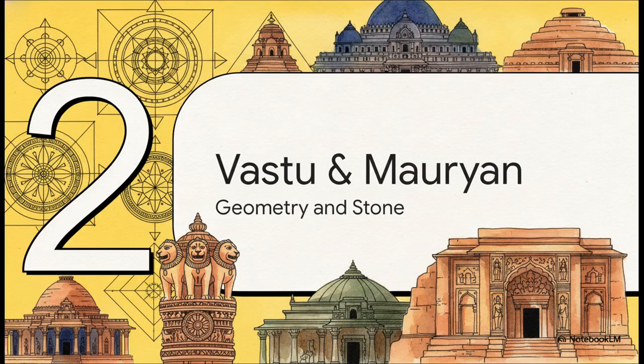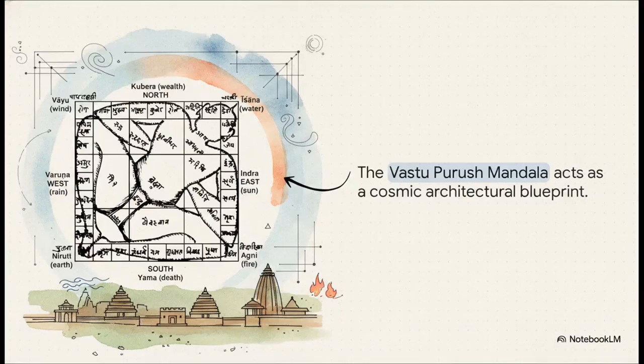Moving on to Section 2, Vastu and Mauryan innovations, geometry and stone. So how exactly did those early ideas of spatial organization evolve into sacred and monumental architecture? Well, it all comes down to the Vastu Purush Mandala.